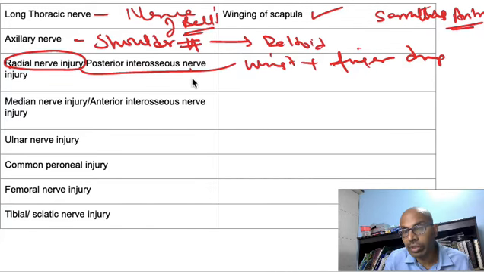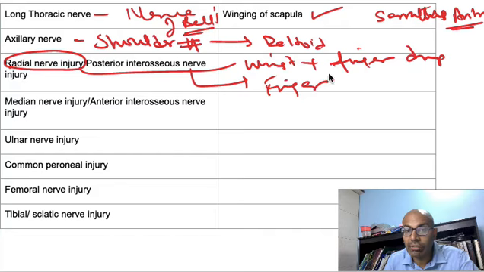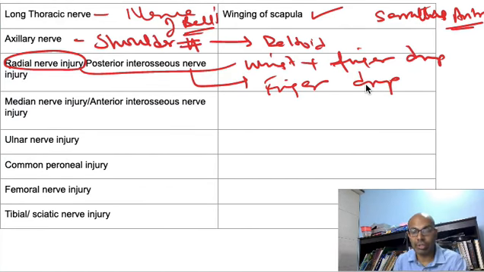If you have the posterior interosseous nerve, which is a branch of the radial nerve, the radial nerve divides into the posterior interosseous nerve and the superficial radial nerve. Once it becomes the posterior interosseous nerve, it has already given off its branch to the ECRL, extensor carpi radialis longus, and therefore wrist extension is preserved. So you'll only have a finger drop in posterior interosseous nerve palsies.